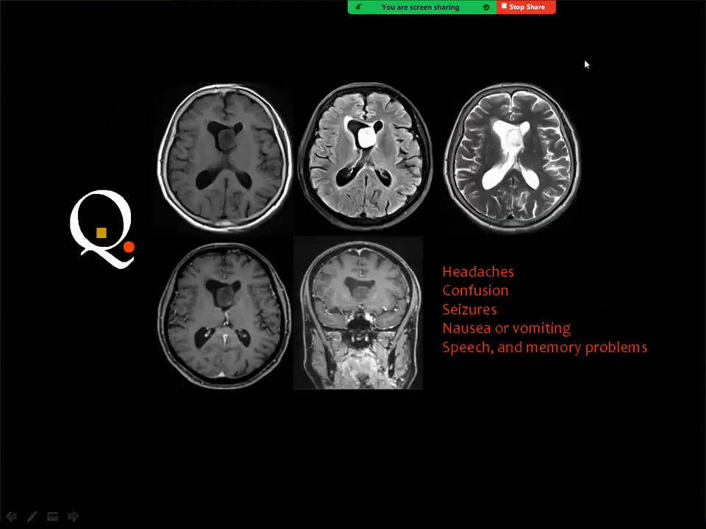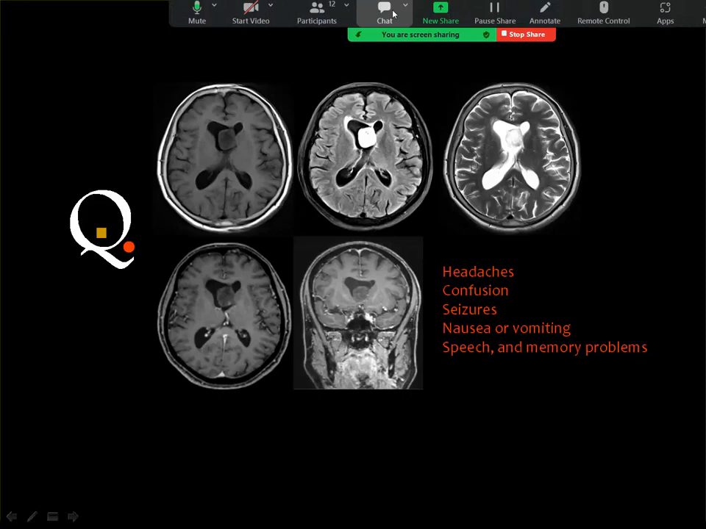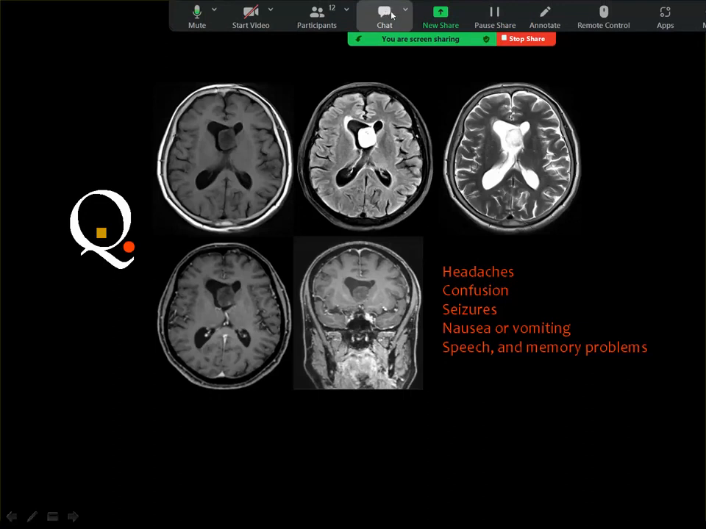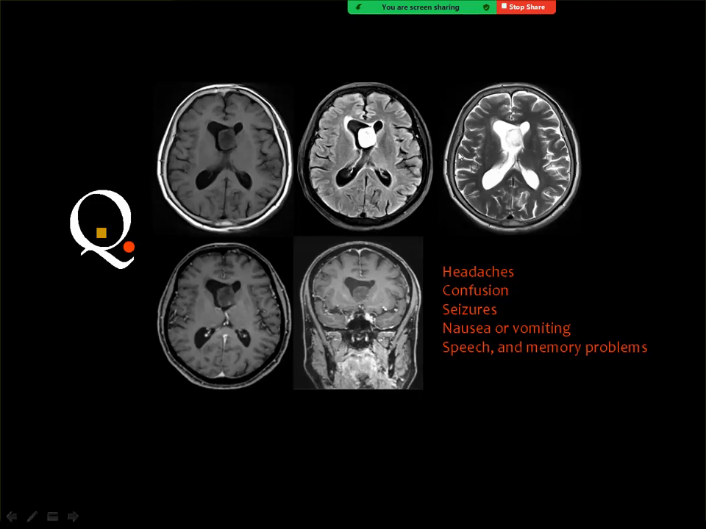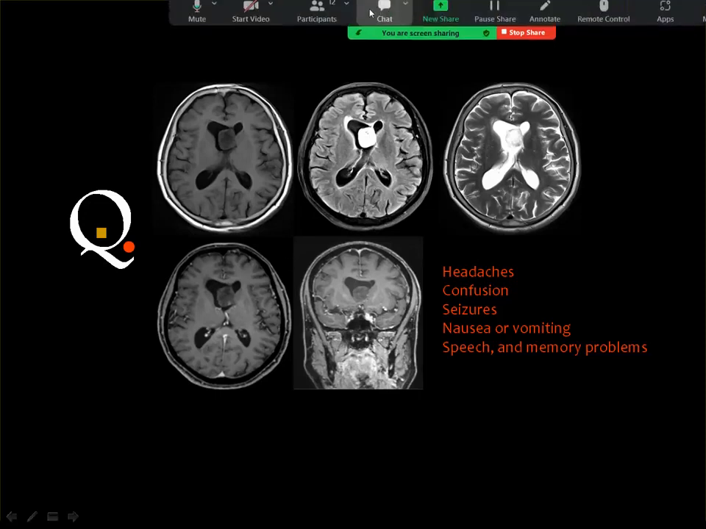The next case is a patient with headache, confusion, seizure, nausea and vomiting, speech and memory problems. The MRI of the patient includes the T1, FLAIR, T2, axial and coronal post-contrast images.